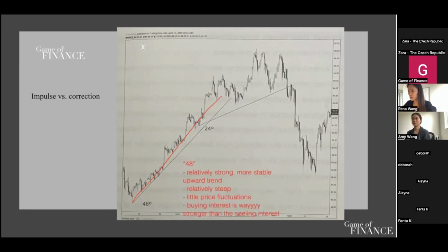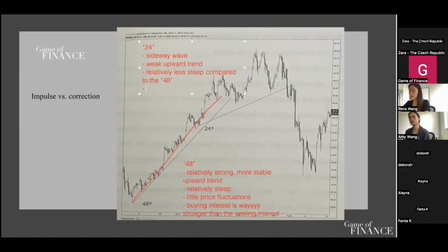For the 24 degree, we could say that it is maybe a sideways wave. As we learned before, it's going kind of straight, right? So it is a relatively weak upward trend. What shows that? Because it's relatively less steep compared to the context, which is the 48, right?